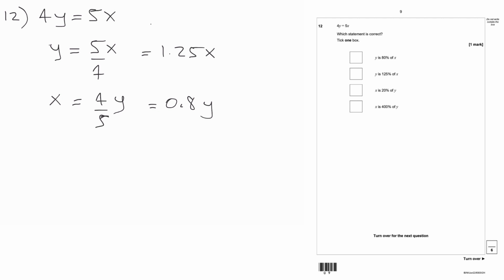So another way we could write this in terms of percentage is that y equals 125% of x, and here we'd have that x equals 80% of y. So looking at the statements we're given here, we can see that the correct answer is that y is 125% of x.